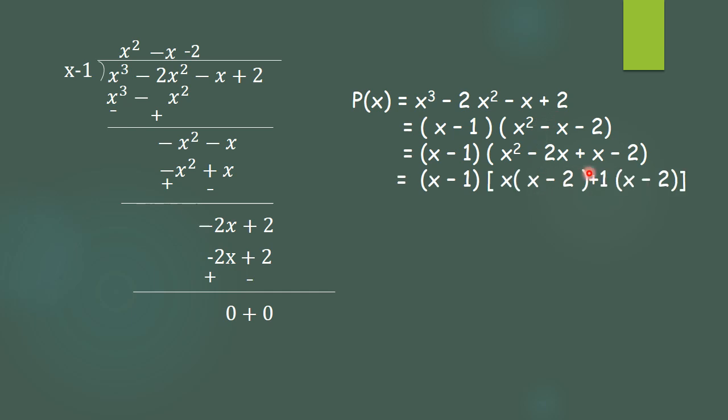Now we'll take a common from these two terms. What is common? x minus 2 is common, and from here it is x plus 1. So we get the factors of the polynomial as x minus 1, x minus 2, x plus 1. So we get three factors as it was a cubic. When it is a quadratic, we get two factors. Now we'll take one more sum so that it will be clear.